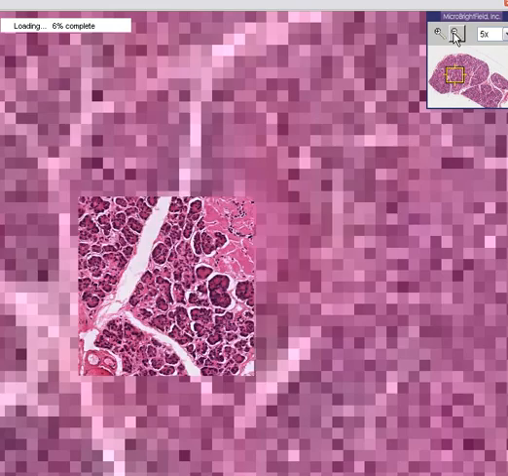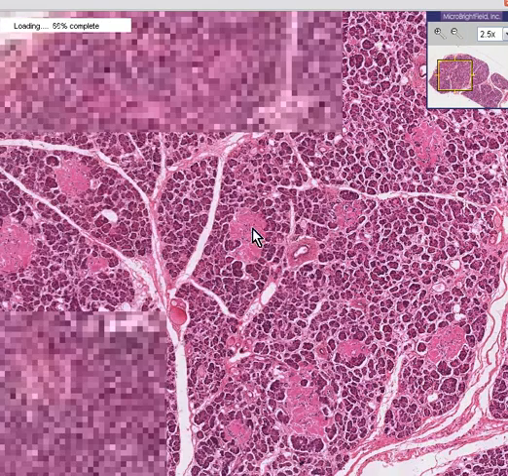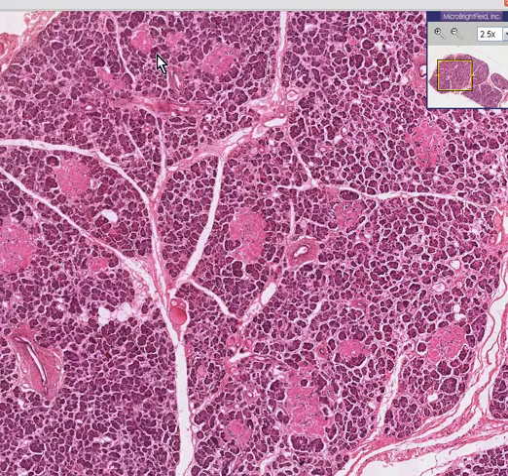What disease do you think this patient might have, because all of these islets are hyalinized? Yes, you guessed it, diabetes.